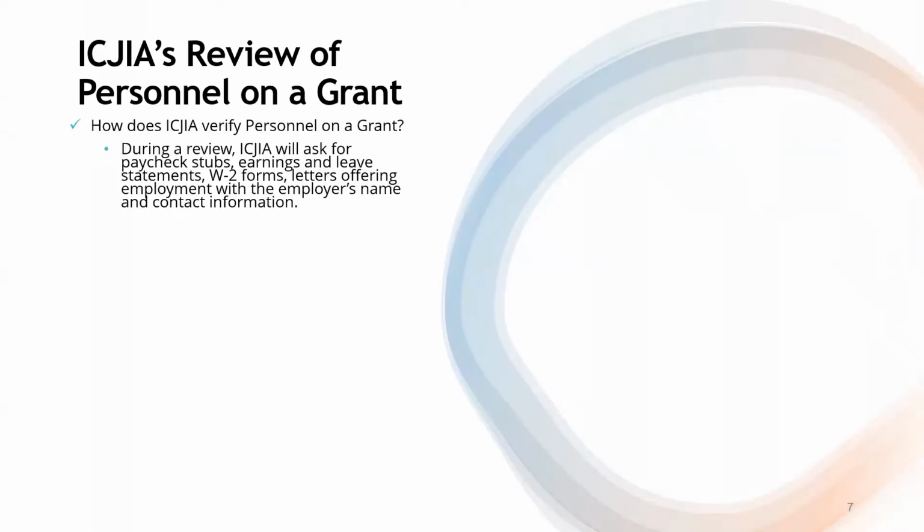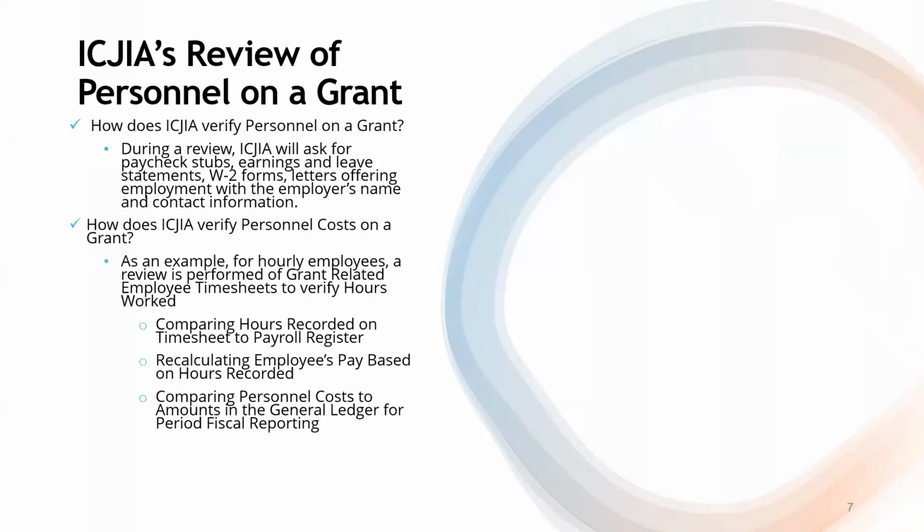So how does ICJIA review personnel on a grant? ICJIA will verify personnel on a grant. During a review, ICJIA will ask for paycheck stubs, earnings and leave statements, W-2 forms, letters offering employment with the employer's name and contact information.